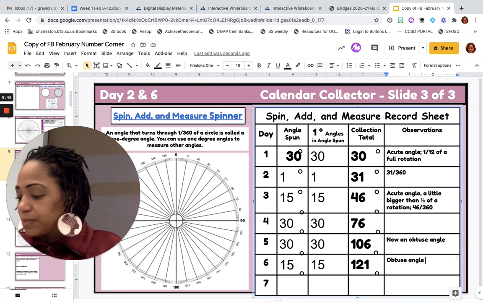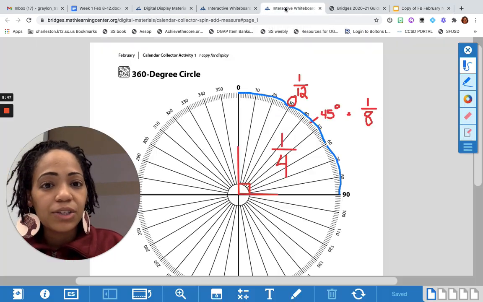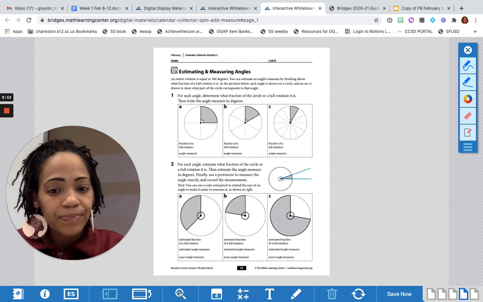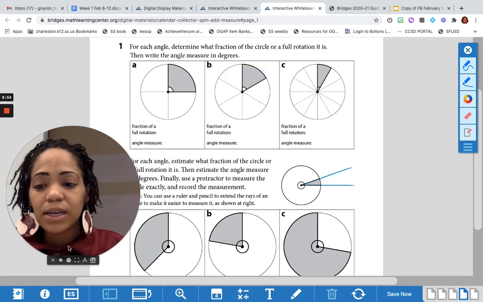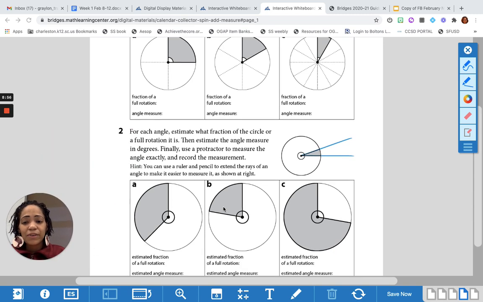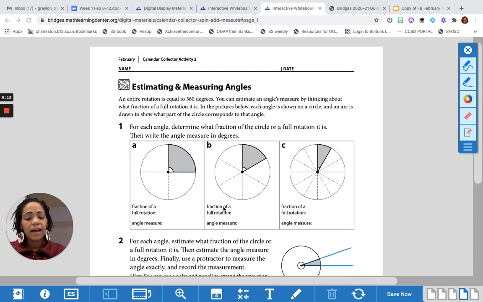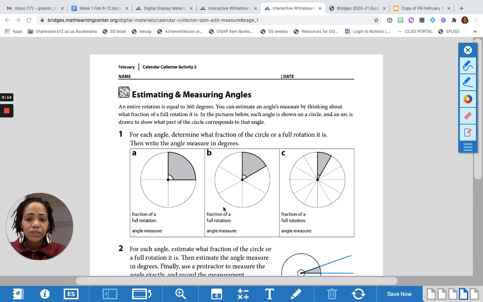Okay, so you have a workbook page that we are going to work through, completing at least part of it together, and the other part we're not going to be able to do because of being virtual, and I'm not sure if you guys have protractors, and we really haven't practiced using the protractors, but we'll talk a little bit about it. Okay, so an entire rotation is equal to 360 degrees, and I am on page 55. So if you want to find that page in your workbook, that would be awesome.